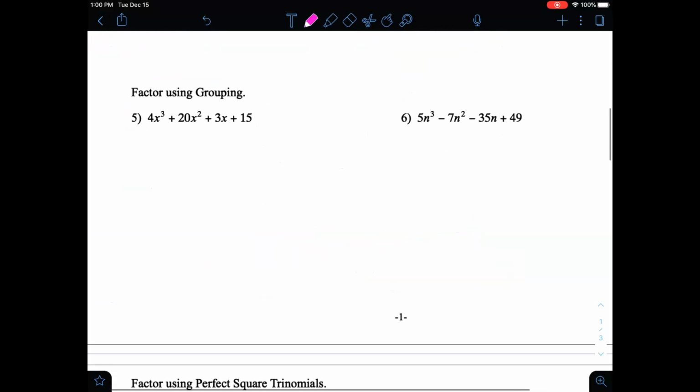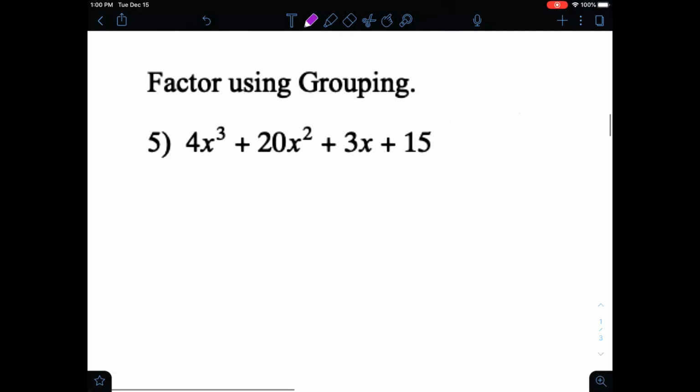Okay? Now, factoring using grouping. We have 4x to the third plus 20x squared plus 3x plus 15. So we're going to put a slash between them. Factoring by grouping is when we factor the GCF out of the first two terms and the last two terms, and then we go ahead and do GCF stuff, okay? We want to check the signs too. These are all positive, which is good. If these were both negative, we'd have to do something different here, but these are both positive, so that's good.